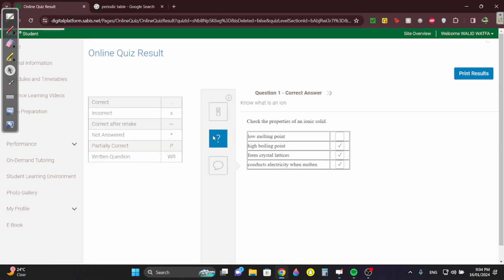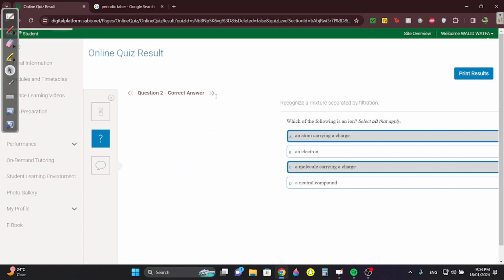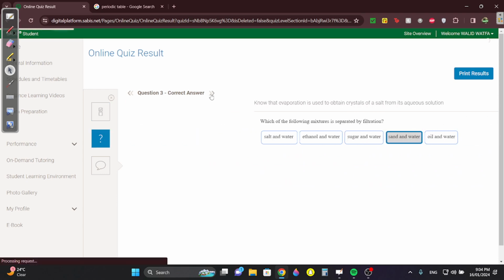Let's start. What is an ion? I told you an ion is any atom that carries a charge or any molecule that carries a charge, like Cl minus, Mg2 plus, CO3 2 minus, whatever. That's an ion, anything that has a charge. What could be separated by filtration? This is easy, skip this.